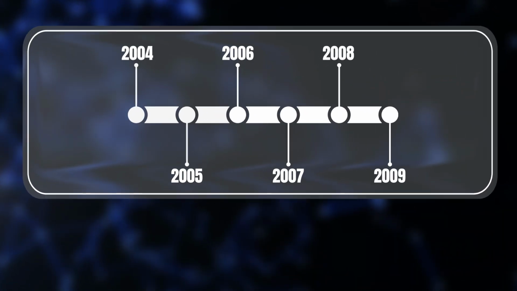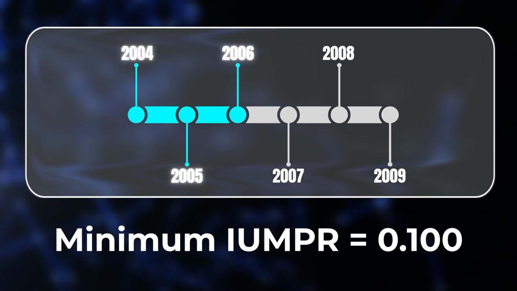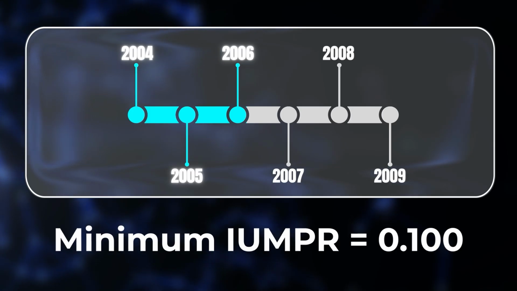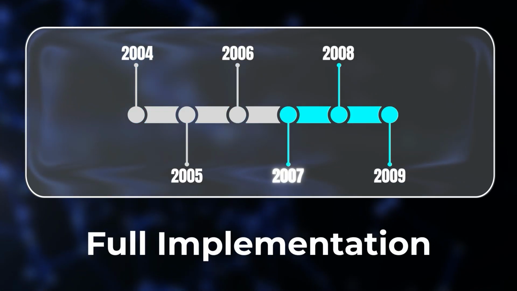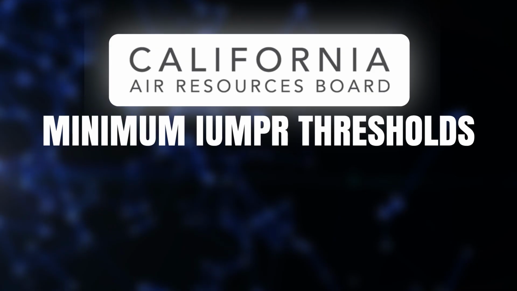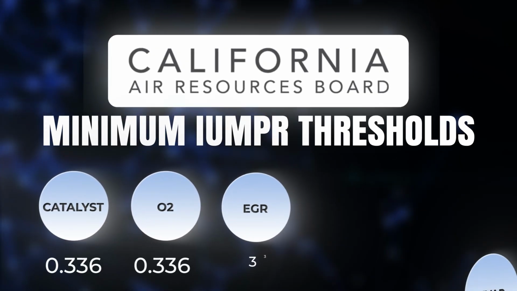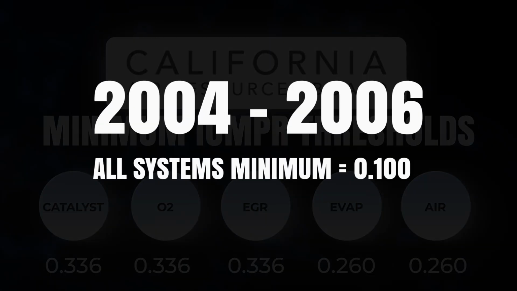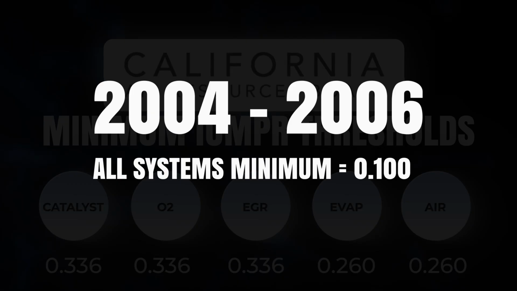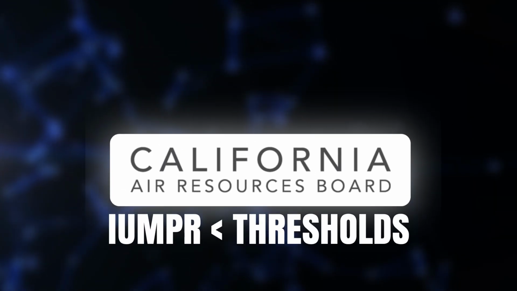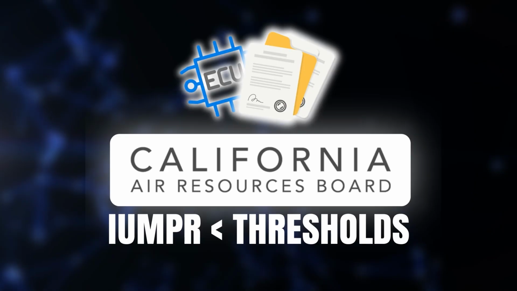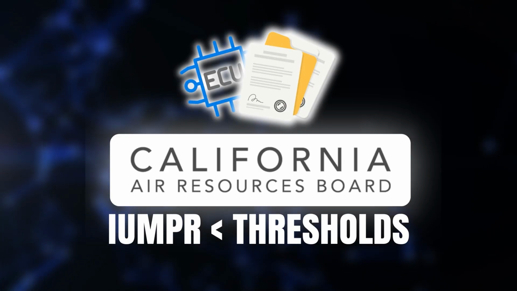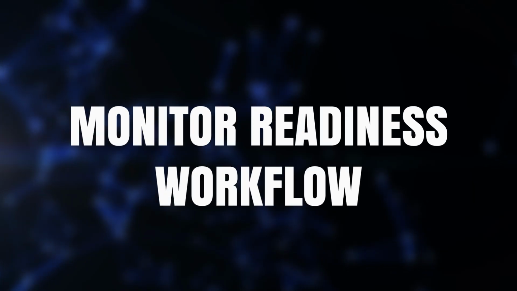During the 2004 to 2006 phase-in years, CARB allowed a lower minimum ratio of 0.100 before full implementation in 2007. CARB sets minimum thresholds by monitor type, typically 0.336 for catalyst, oxygen, EGR, evap, and air. For 2004-2006 phase-in vehicles, the minimum is 0.100 across all systems. If a monitor consistently fails to meet those thresholds across production vehicles, CARB may require the OEM to issue a software update, or TSB.